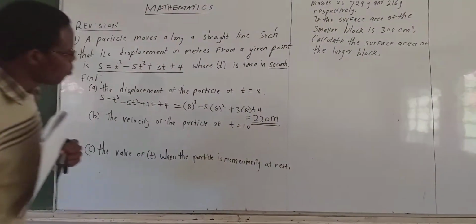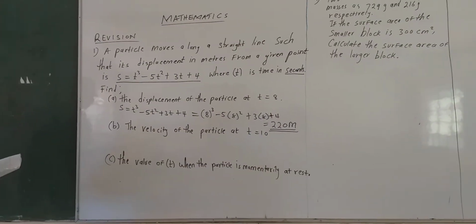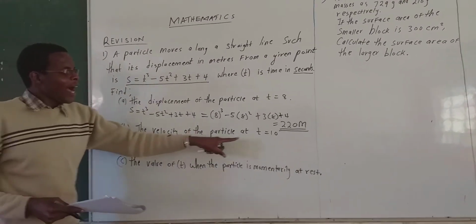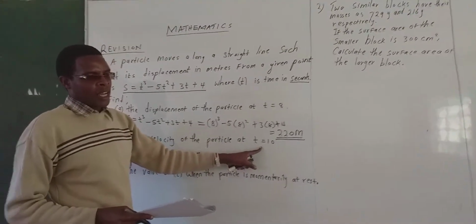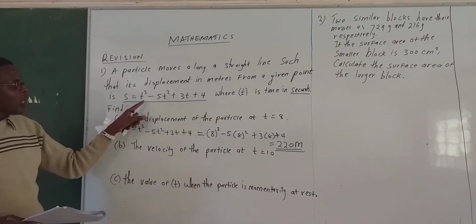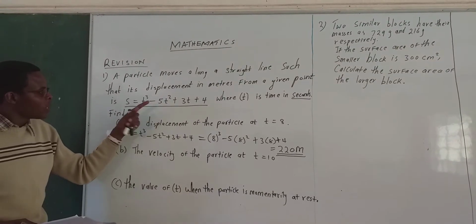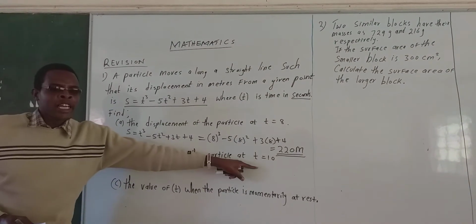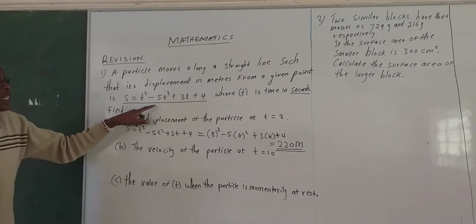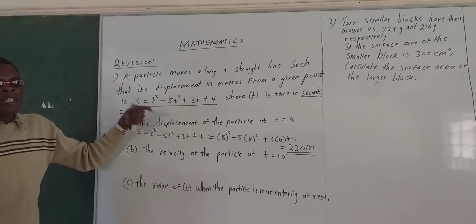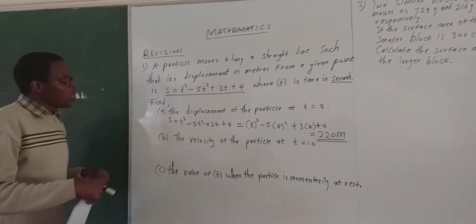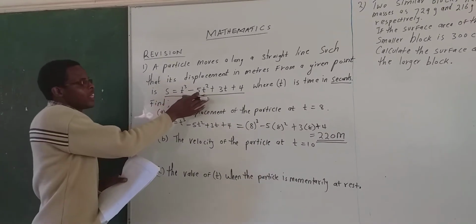In part B, they are saying find the velocity of the particle at t is equal to 10 seconds. Now, at this point, we cannot replace t directly with 10, because the expression we have here is in terms of displacement, which is the same as distance. For us to find velocity from the same equation as above, you come and differentiate this expression.